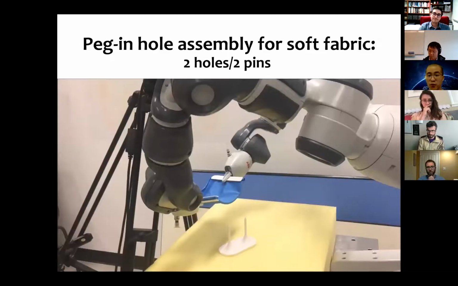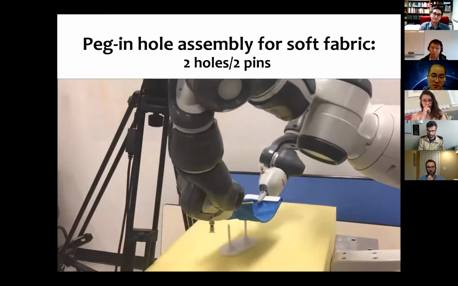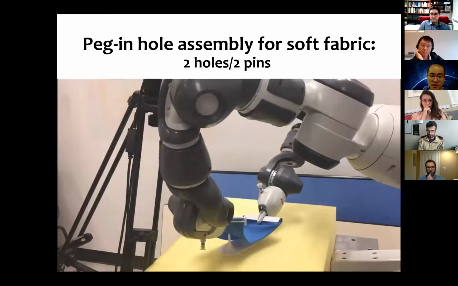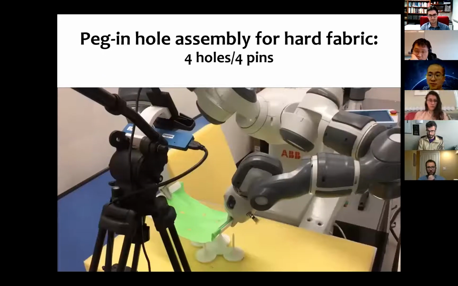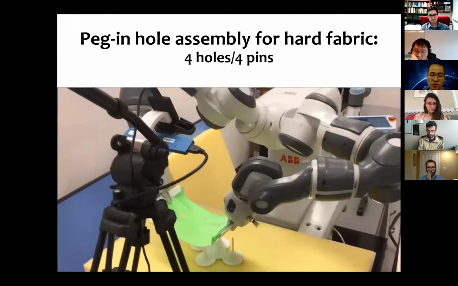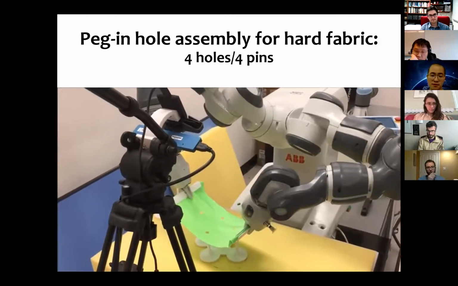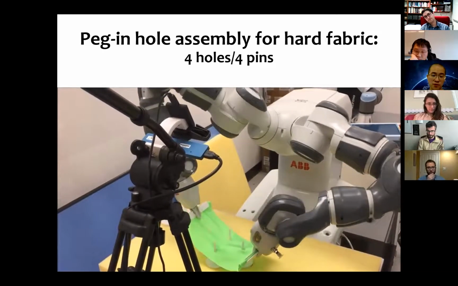Okay, so this is some of our results trying to achieve the task we just mentioned. This is one material. It's a bit soft and has 2 holes, and our robot can do that. And then this is another piece of clothes, which is a bit harder and also has 4 holes, and the robot can still do that well enough.